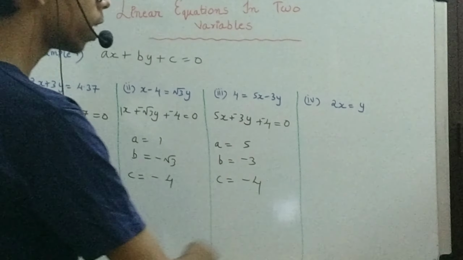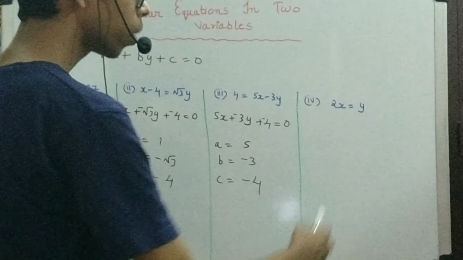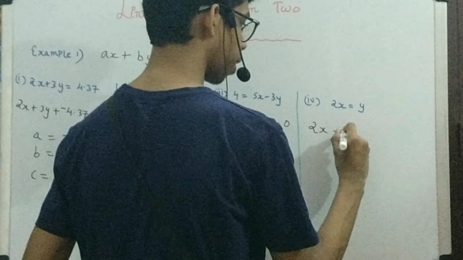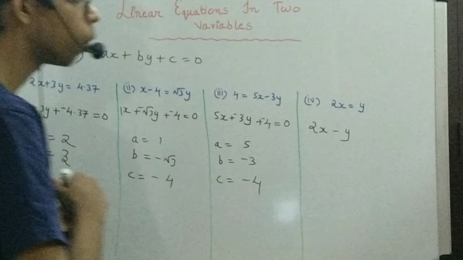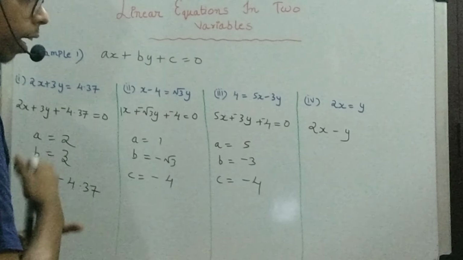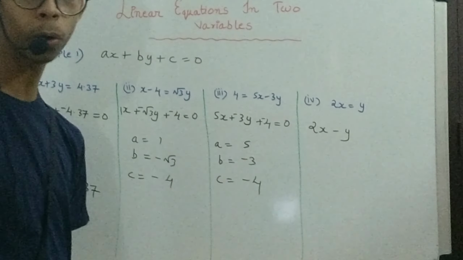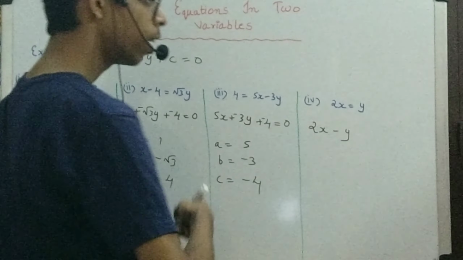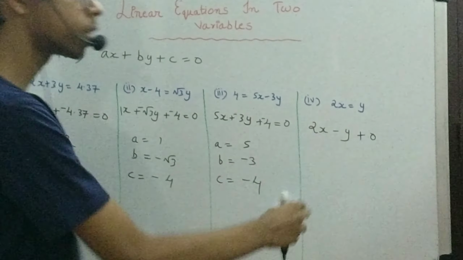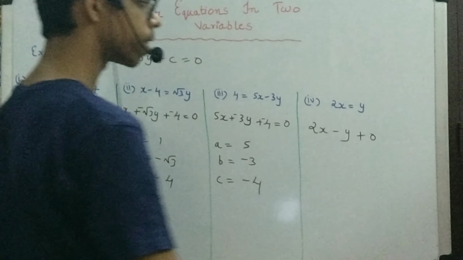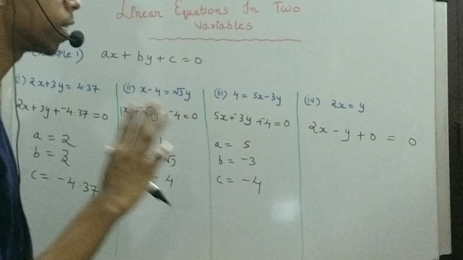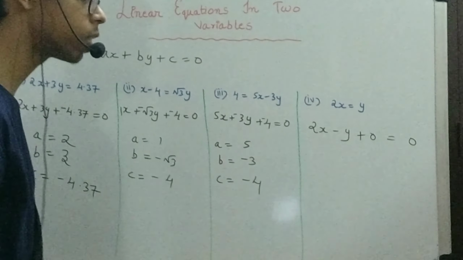Now the last one is 2x is equal to y. Okay, so bring the y term to one side. So you will be getting 2x minus y. Now if you see over here, the constant term is missing. In the question it is not given to you. So what can you do over here? So here we can put a 0 over here, isn't it? Because the constant term is not given in the question. So is equal to 0. So if some term is not given in the question, you can always put 0 over here.